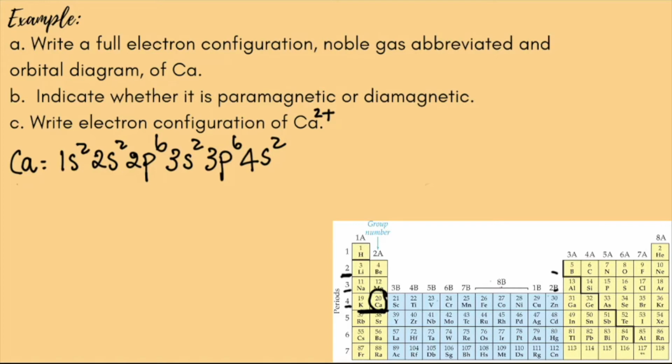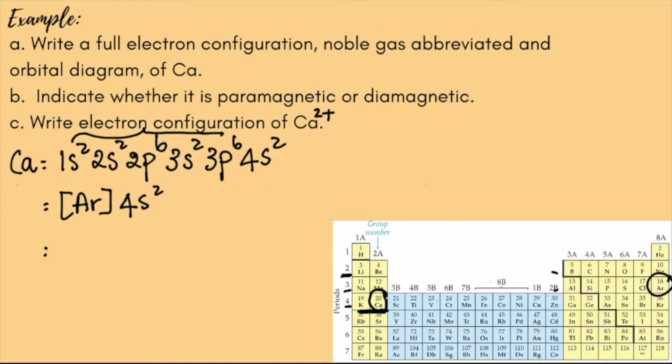For the noble gas abbreviated form, calcium is close to argon, so we can say argon, and argon takes 18 electrons. There are only 2 more, so argon takes all of these, and what remains is 4s2. So that is the noble gas abbreviated configuration.